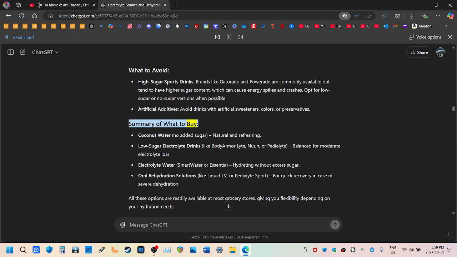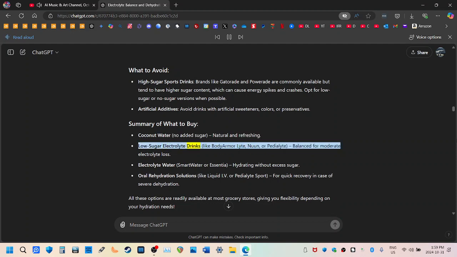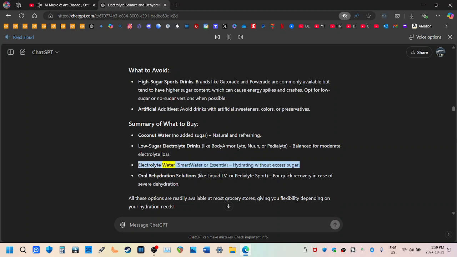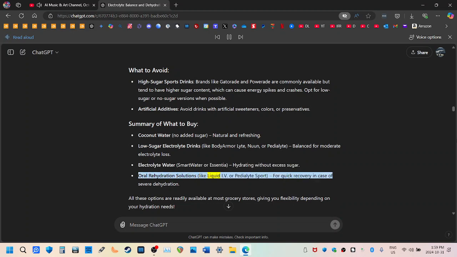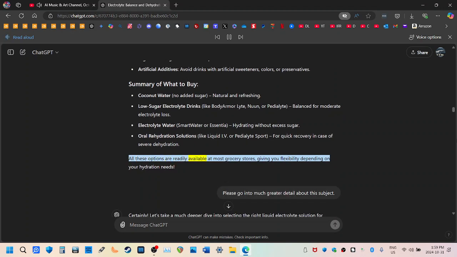Summary of what to buy. Coconut water, no added sugar, natural and refreshing. Low-sugar electrolyte drinks, like Body Armor Light, Nuun, or Pedialyte, balanced for moderate electrolyte loss. Electrolyte water, Smart Water or Essentia, hydrating without excess sugar. Oral rehydration solutions, like Liquid IV or Pedialyte Sport, for quick recovery in case of severe dehydration. All these options are readily available at most grocery stores, giving you flexibility depending on your hydration needs.